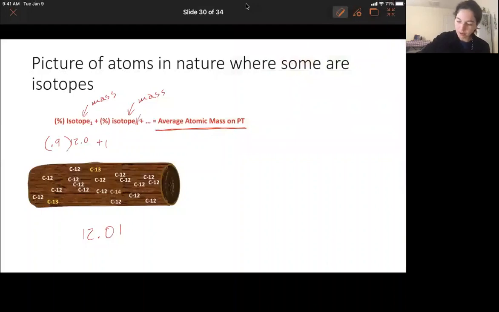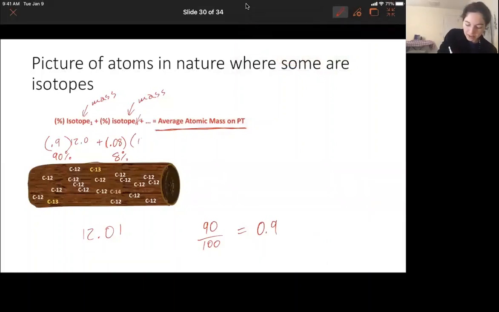Okay, so for carbon-13, if we look, it's got a very small percentage. So let's say that it's like 0.08, so 8%. This was 90%, this was 8%. Remember that 90 over 100 is the percentage, and that's equal to 0.9. That's where I got that number from.